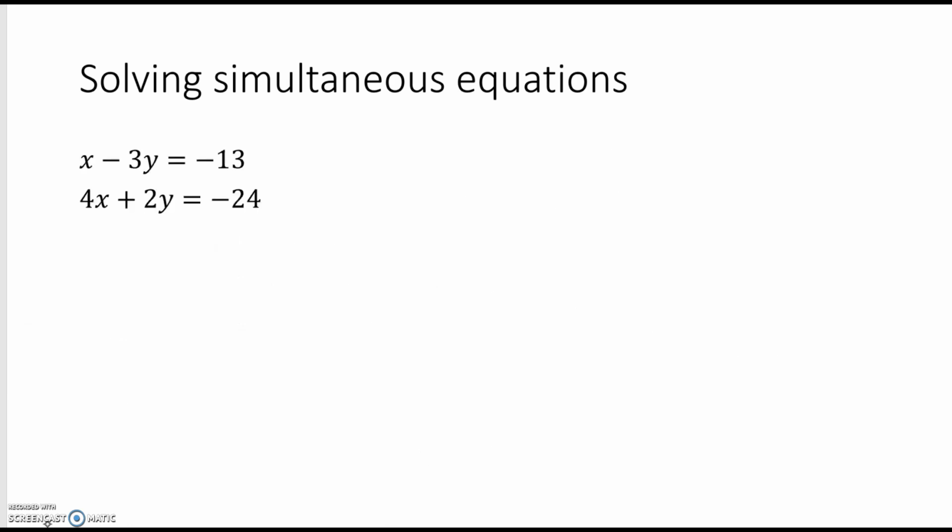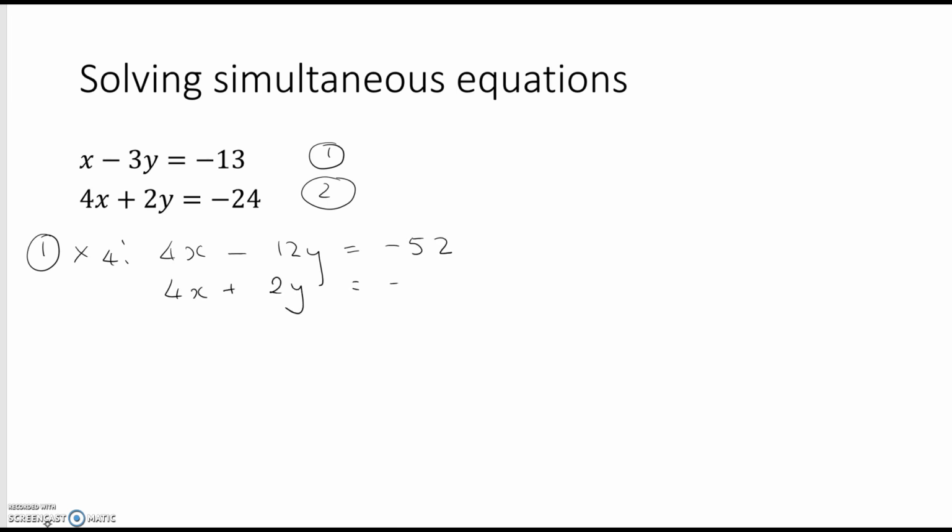The last one, give it names. Maybe we multiply the first one by 4. So 4x minus 12y equals negative 13 times 4, which is negative 52. And if we write underneath that 4x plus 2y equals negative 24. So that's called number 3. This is called number 2.